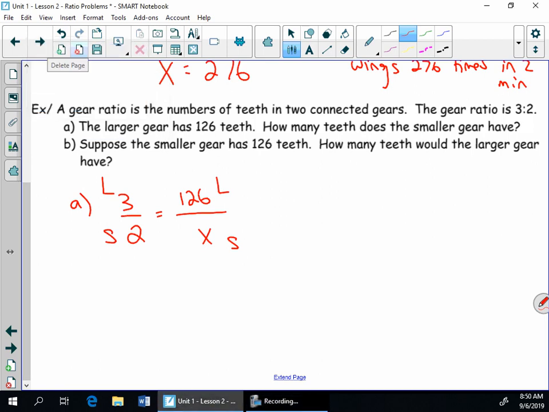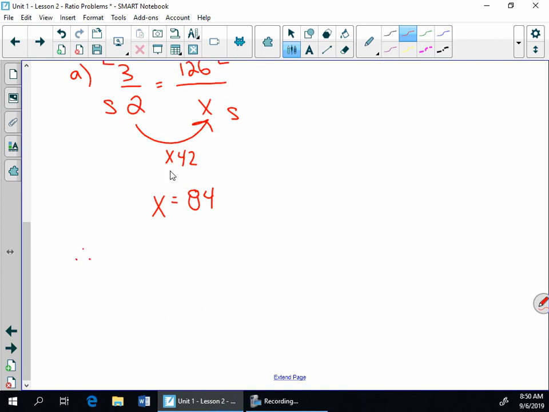Okay, so we got to turn a 3 into a 126. That's tricky multiplying. So let's do our dividing trick. 126 divided by 3 is 42. I got to turn a 2 back into the bigger version, so I'm going to times by 42. Opposite direction, opposite arrows. So x is 84. Therefore, there are 84 teeth on the small gear.